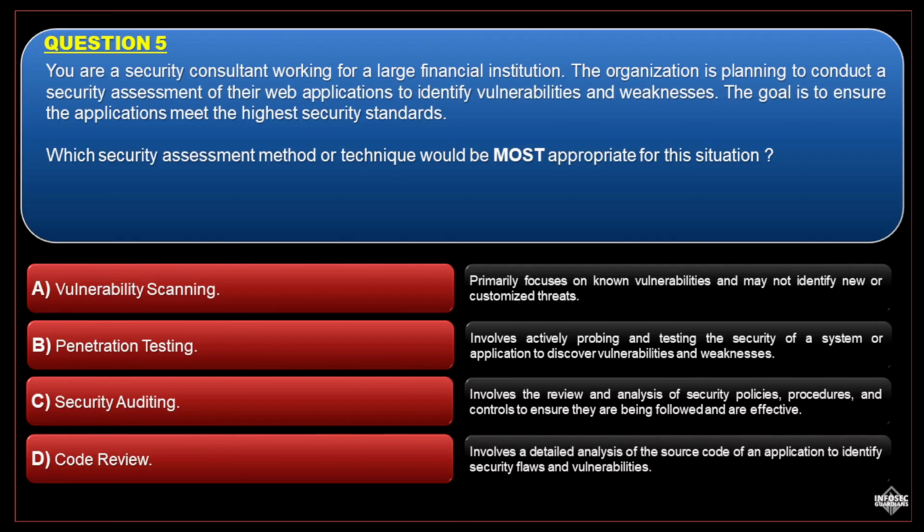Option D. Code review. Code review involves a detailed analysis of the source code of an application to identify security flaws and vulnerabilities. This method is effective for assessing the security of an application at the code level, but it does not consider runtime or environmental issues. While code review is valuable, it is not as well suited as penetration testing when the goal is to ensure the highest security standards for web applications, because it doesn't test the application in a live environment.